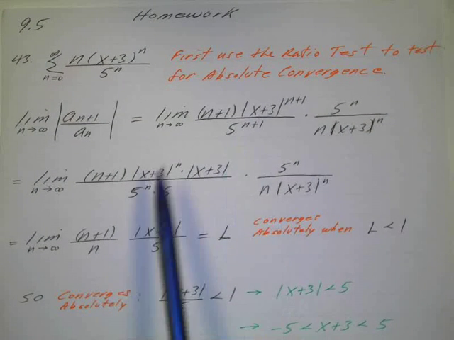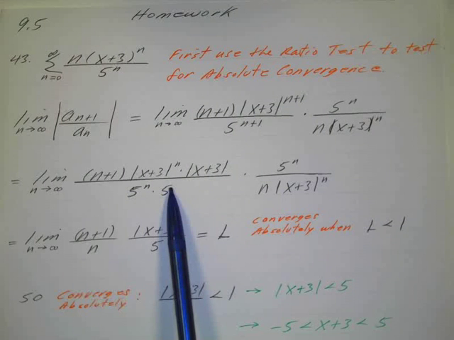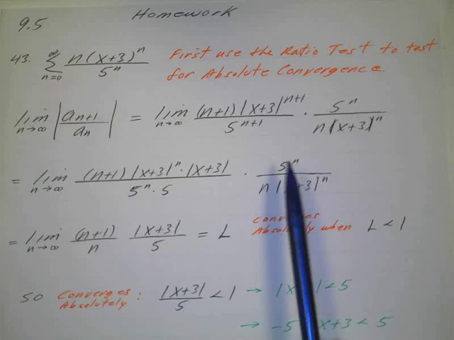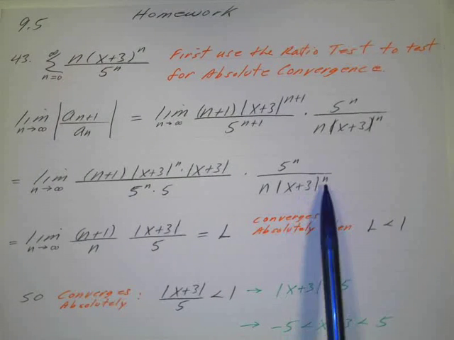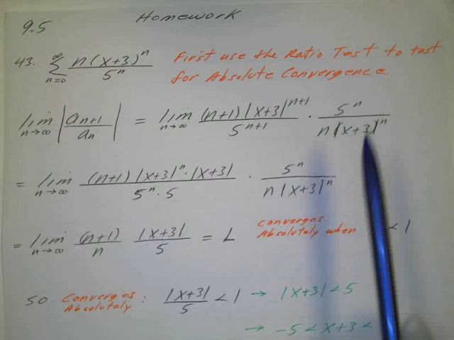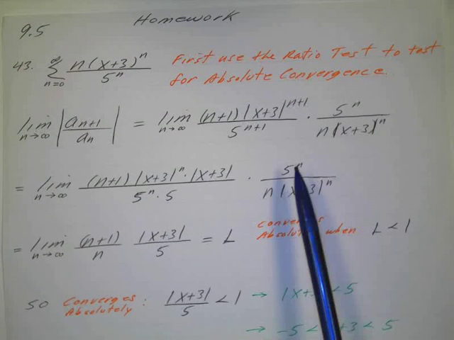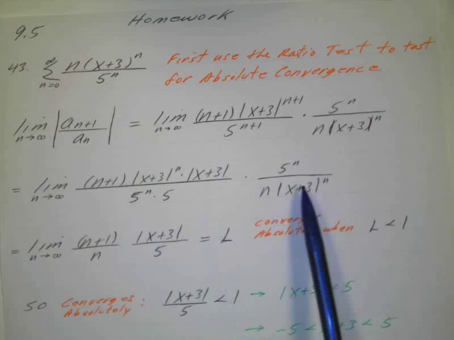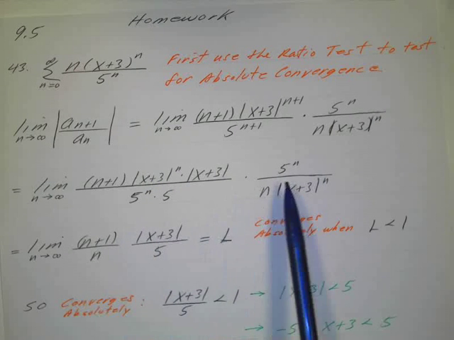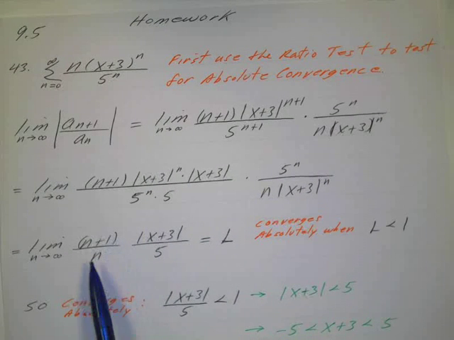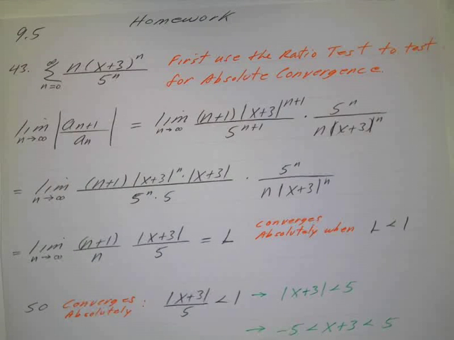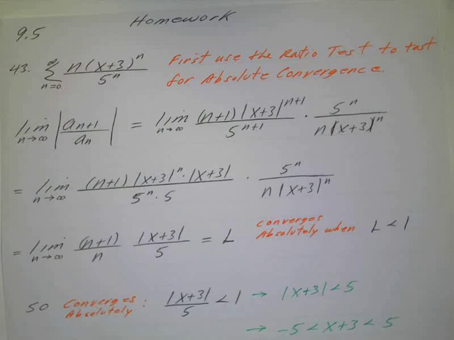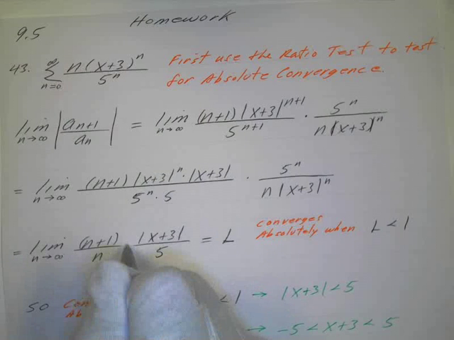And 5 to the n times 5, that's your 5 to the n, 5 to the 1. 5 to the n, and then we have (x plus 3) to the n. Same thing, this just comes down. So now I can cancel the 5 to the n's, and I can cancel the absolute value of (x plus 3) to the n's. And I put my n terms together, so I've got (n plus 1) over n times the absolute value of x plus 3 over 5.